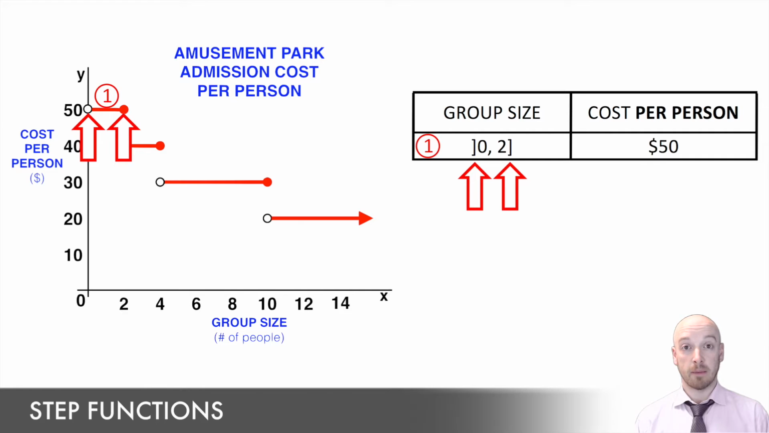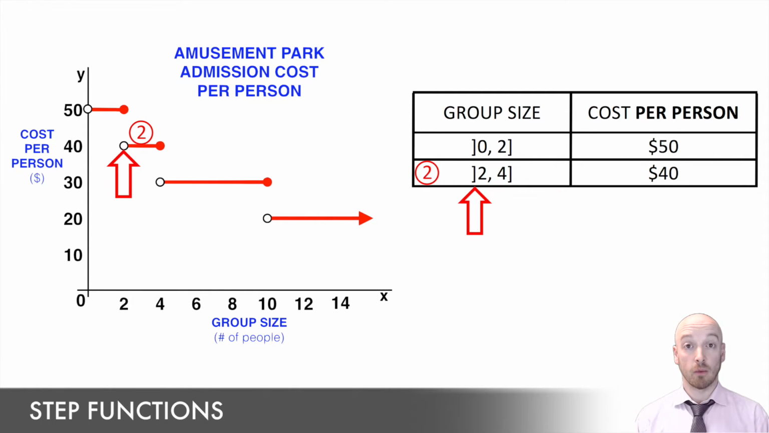So that first step had an empty circle at 0 and a full circle at 2. Notice the matching interval has the bracket turned away from 0, but the bracket hugging the 2 to include it. So my next interval here is from 2 to 4, but notice the bracket's turned away from the 2 because of the empty circle on the graph, and the bracket includes the 4 because there's a full circle at 4.